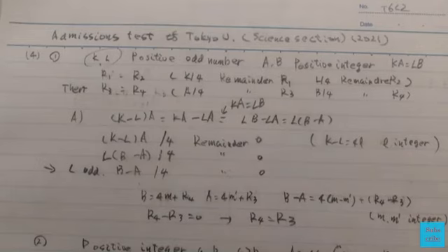Number T6 L2. Admissions Test of Tokyo University, Science Section, 2021. Parenthesis 4.